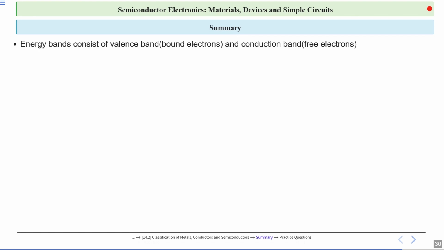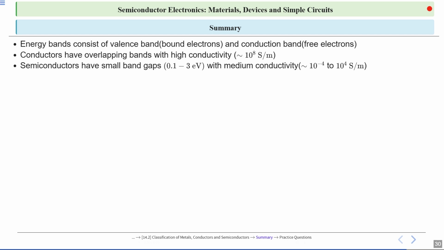Energy bands consist of the valence band and conduction band. Conductors have overlapping bands with high conductivity, of the order of around 10 to the power 8 Siemens per meter. Semiconductors have small band gaps, that is 0.1 to 3 electron volt, with medium conductivity in the range of 10 to the power minus 4 to 10 to the power 4 Siemens per meter. Insulators have large band gaps greater than 3 electron volt with low conductivity, which is less than 10 to the power minus 10 Siemens per meter.